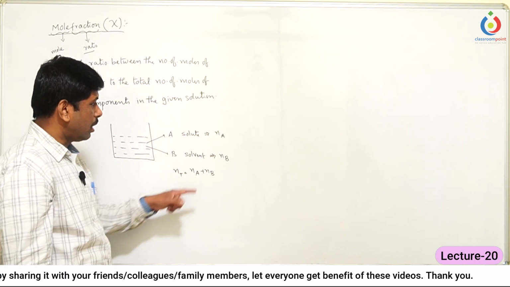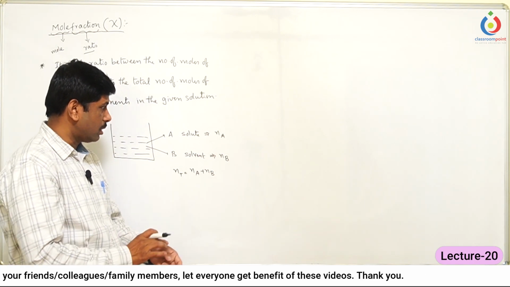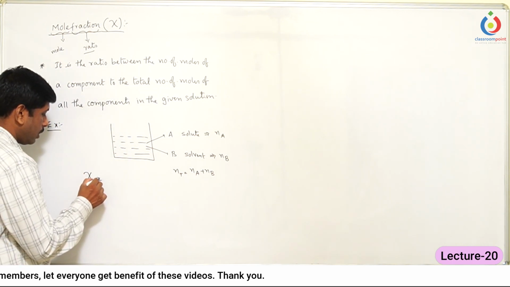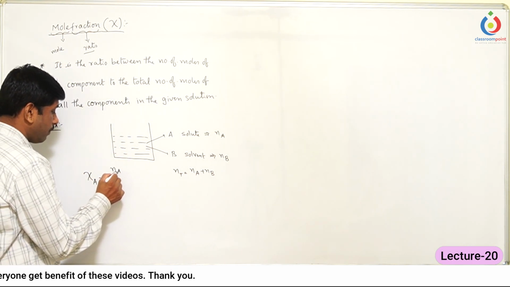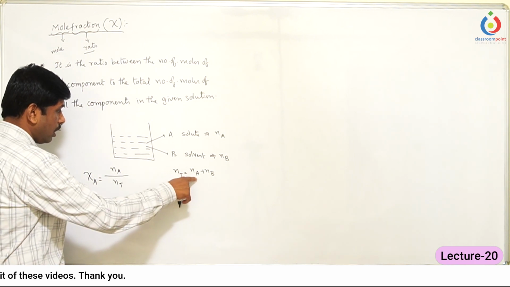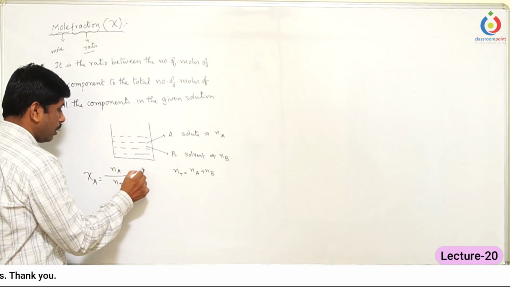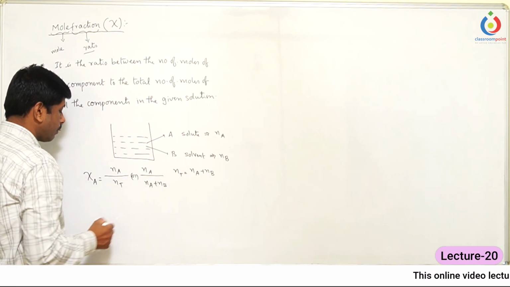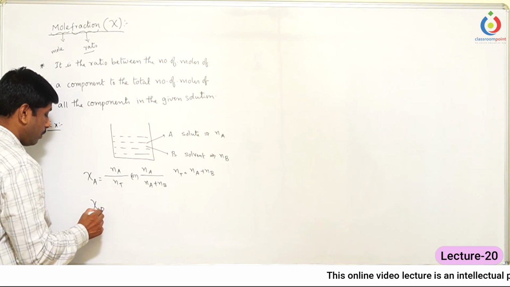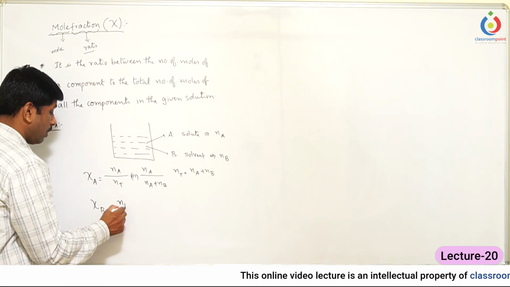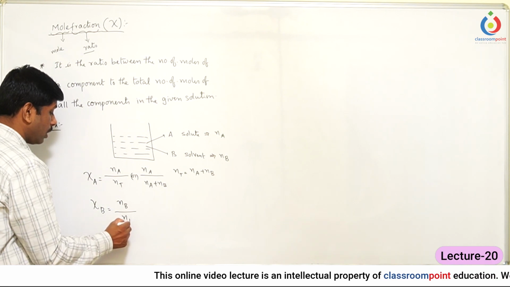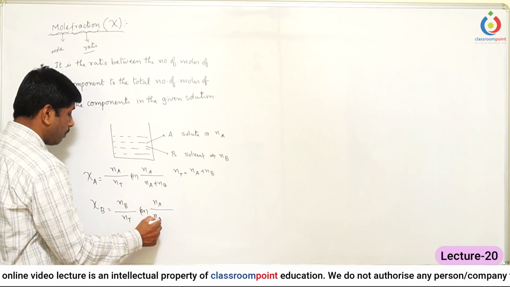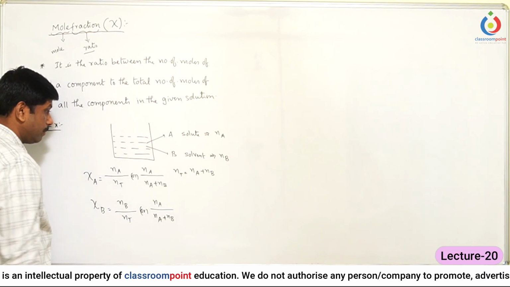Then if you want the ratio, that is the mole fraction of A, it is equal to number of moles of A divided by total number of moles. Total number of moles means here Na divided by Na plus Nb. If you would like to calculate the mole fraction of B, then it is number of moles of B divided by total number of moles, or else number of moles of A divided by number of moles of A plus number of moles of B.